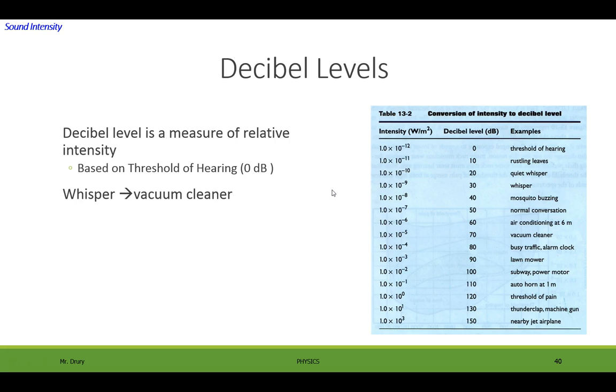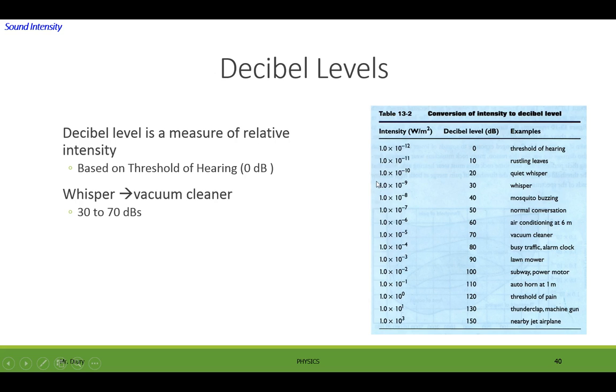And what I'd like to do is determine how much louder and how much more intense it is going from a whisper to a vacuum cleaner. So a whisper is at 30 decibels, or 1 times 10 to the negative 9th watts per meter squared, to a vacuum cleaner, which is 70 decibels. Now obviously all these decibel ranges depend on how far away you are from the source of sound, because as we know it's an inverse squared relationship. So the closer you are to one of these things, the louder it will be.